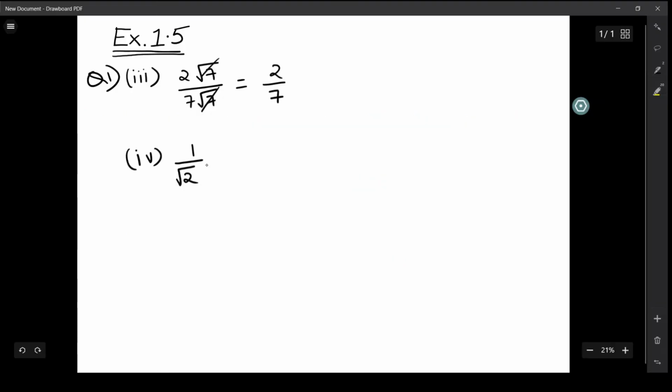1 by root 2. Now another property of irrational numbers is whether you multiply it or divide it with or by a rational number, the answer is always an irrational number. So in this case, 1 is a rational number, root 2 is an irrational number, 1 by root 2 will always be an irrational number.